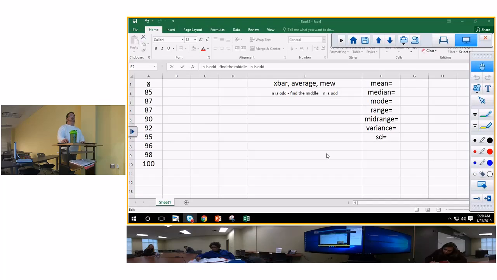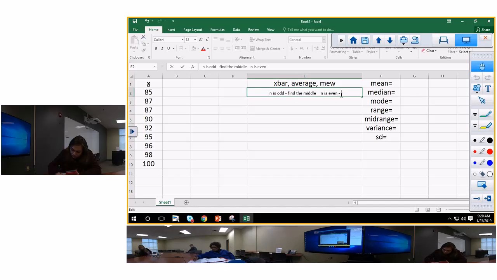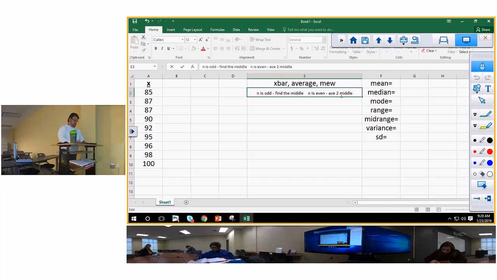If n is odd, you just take the middle. If n is even, you average the two middle numbers.